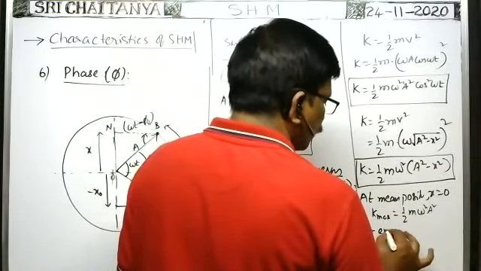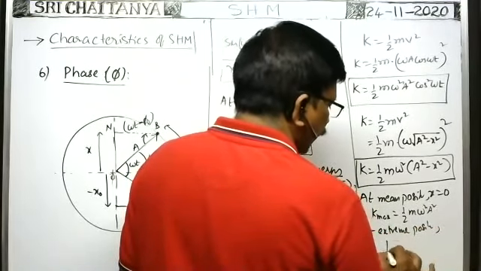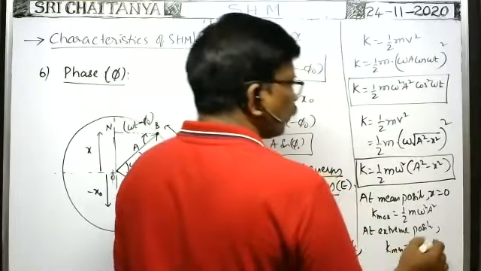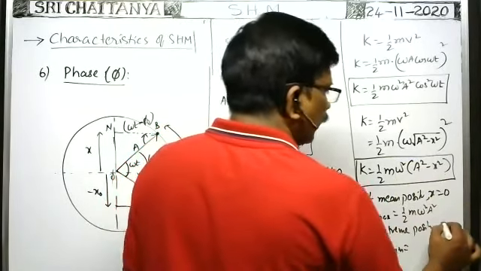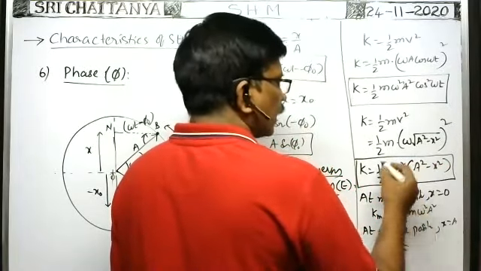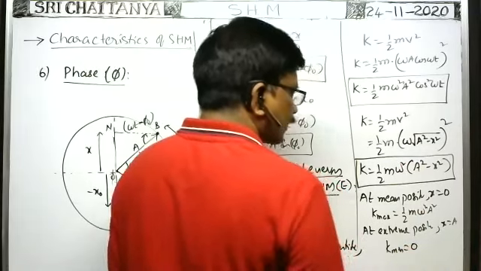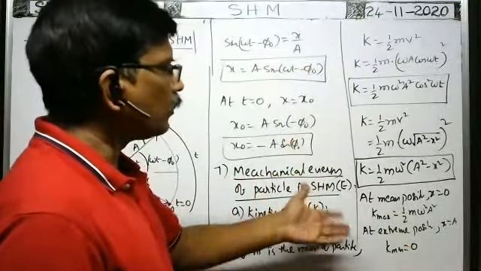Next, at extreme position, kinetic energy is minimum because at extreme position x value is maximum. At extreme position x is equal to capital A, no? When x is equal to capital A, A square minus A square is 0. That's why kinetic energy becomes 0. So at extreme position, kinetic energy of the particle in SHM is 0.